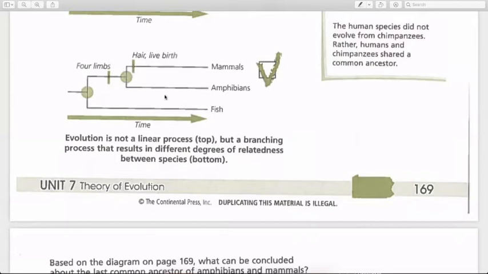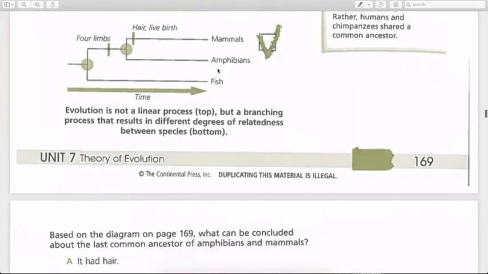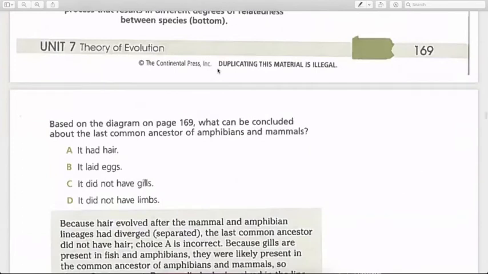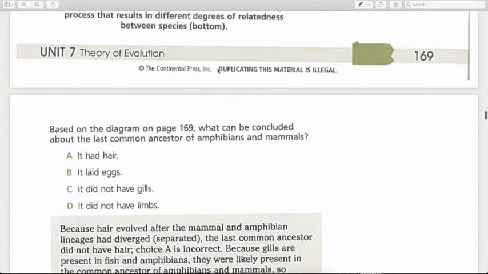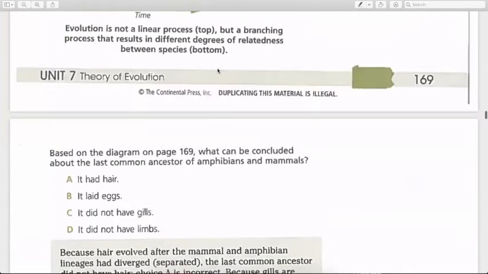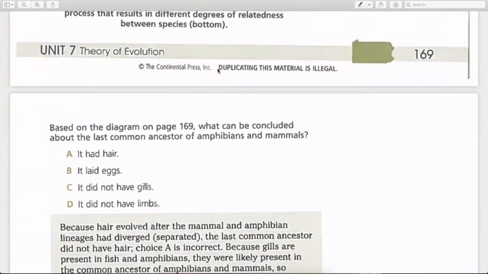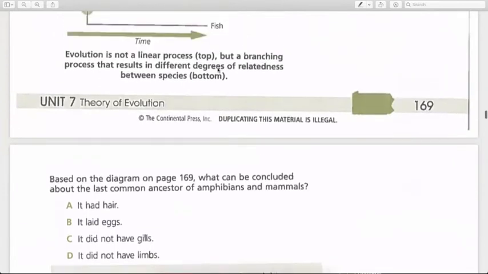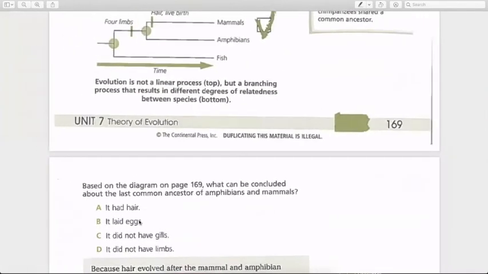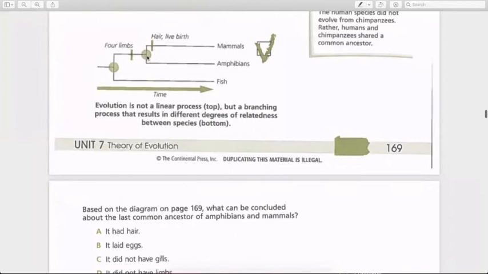And then, of course, these all branch into different amphibians, these all branch into different fish, these branch into different mammals, so on and so forth. The branching keeps happening constantly. So based on the diagram on page 196, so the one we're just looking at, what can be concluded about the last common ancestor of amphibians and mammals? So the thing that amphibians and mammals had in common.